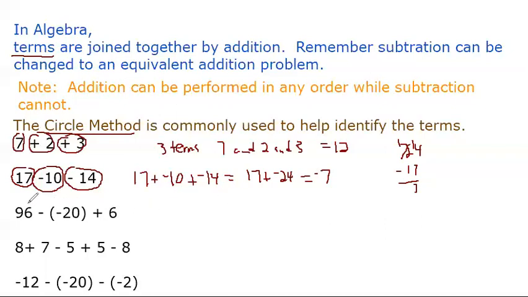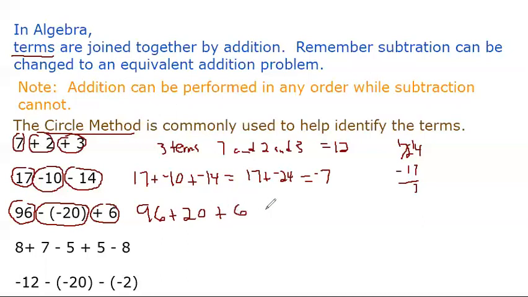So I do this problem here. Again, we keep the first term. But when we circle the second term, we include the operation with it. And when I circle the third term, I keep the operation with it. So what we should be seeing is we see a 96 plus, because the word and means plus. But notice that the opposite of negative 20 is really a positive 20. So that just turns into a 20. And then and a positive 6, or just simply 6.